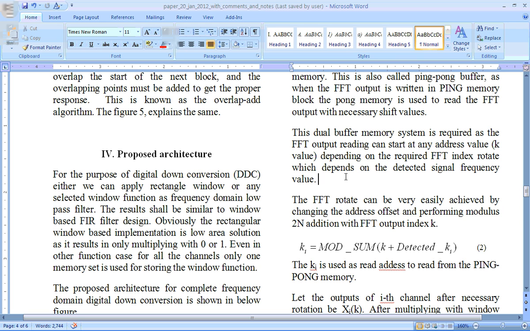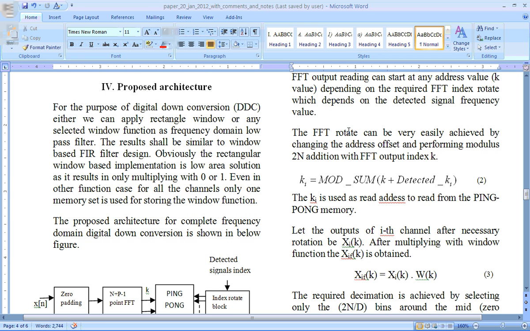It's not possible, because for reading we require a fully filled memory. It's not guaranteed that we start from 0; we may start from 1023 also, depending upon where the signal is detected. The FFT rotate can be easily achieved by changing the address offset. So we have written some equations here.